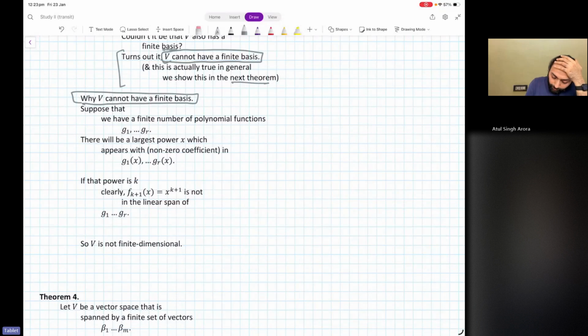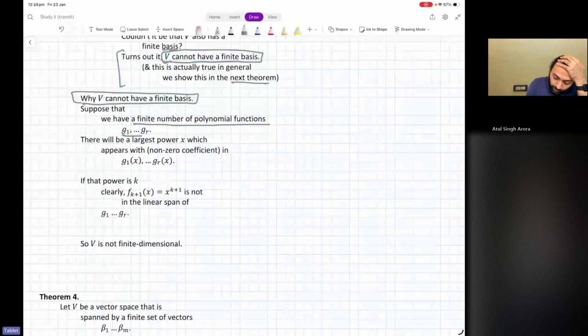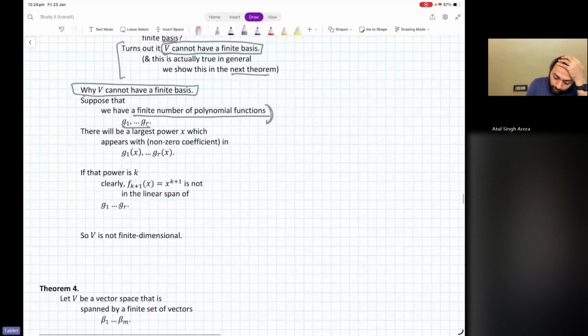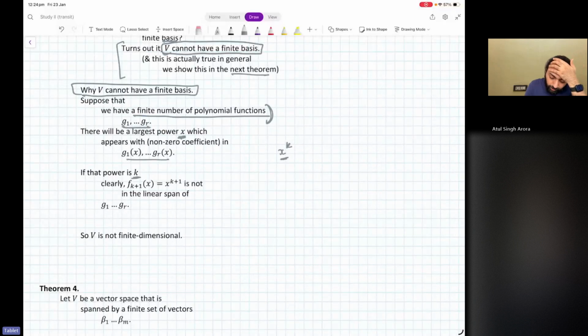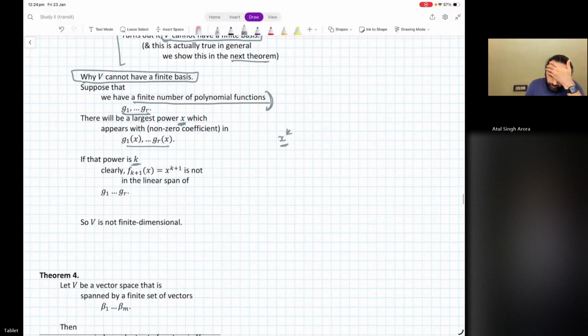Suppose that we have a finite number of polynomials, g_1 to g_r. If you have a finite number of polynomials, then there would be some largest power of x, because each polynomial has some maximum degree. Suppose this highest power is k, so x to the k is the highest order term that appears in any of these polynomials. Is that okay? Yes, sir.